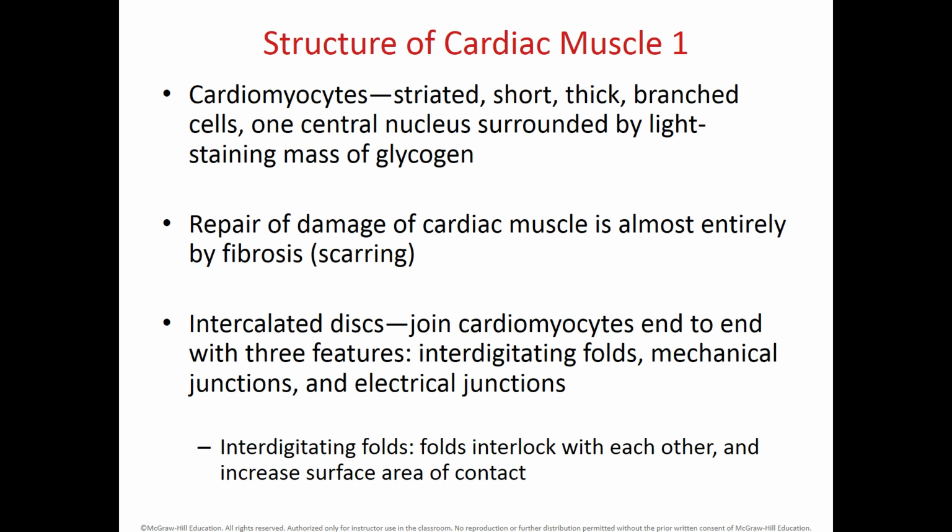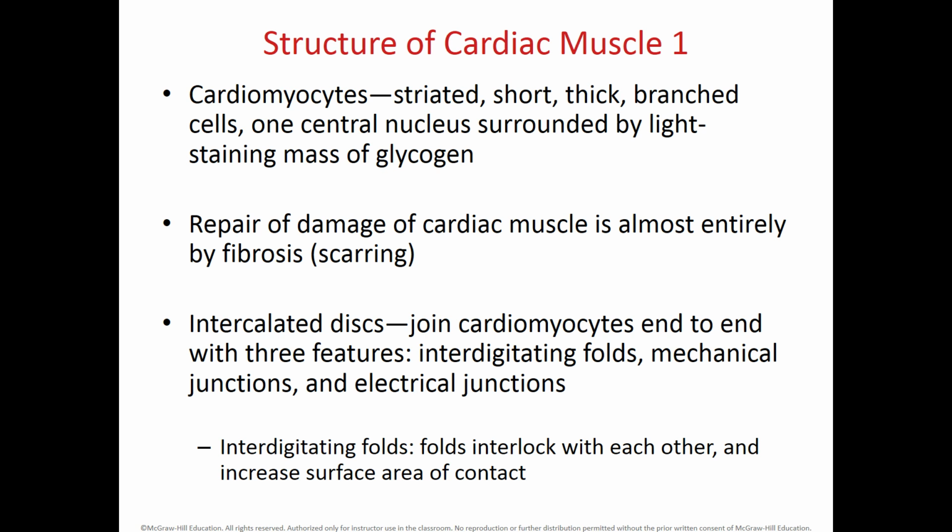Okay, now let's talk about the characteristics of the cardiac muscle. So the cardiac muscle cells are known as cardiomyocytes. This is a specialized type of muscle. The muscle is striated, so it has bands in its cells. And these cardiac muscle cells are shorter than the skeletal muscle cells. They are thicker and they are branched. And they only have one nucleus per cell. And within the cytoplasm of these cardiac muscle cells, we have this storage of glycogen.